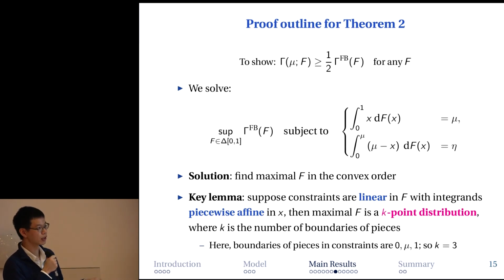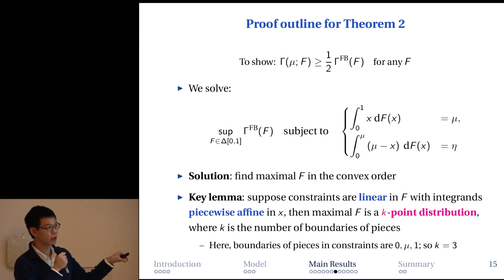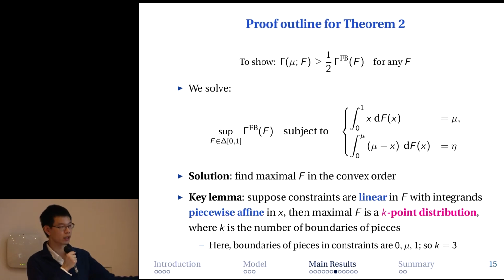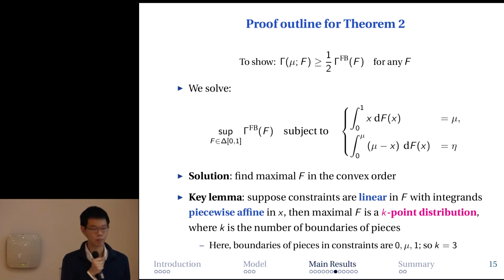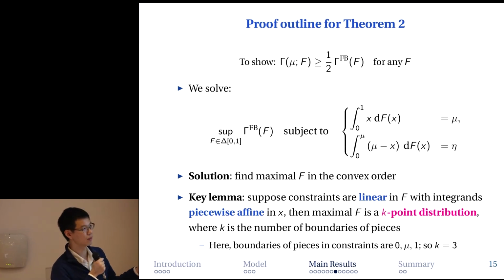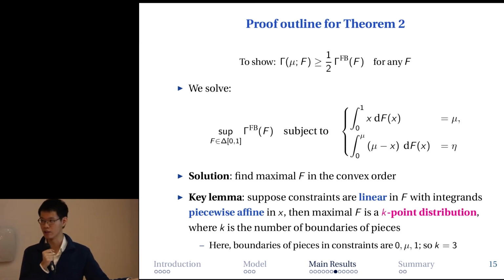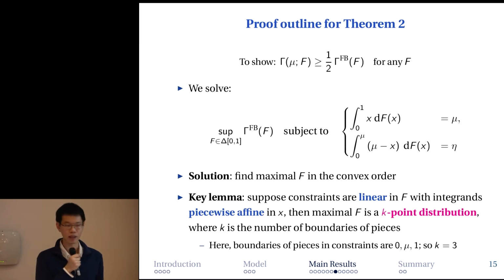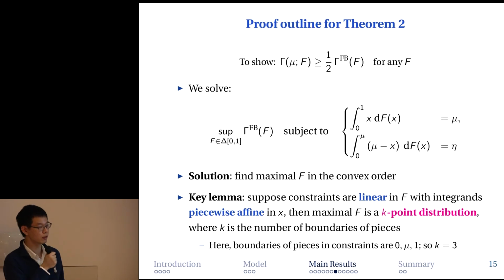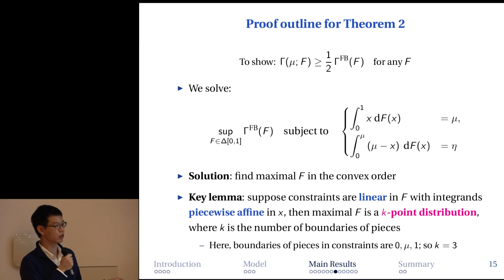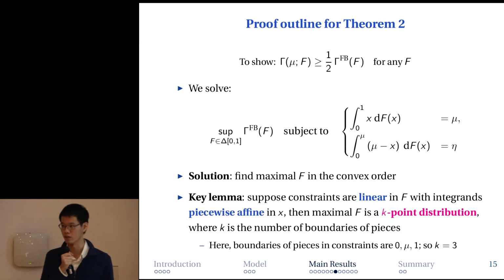And the second condition has two pieces, namely mu minus x from 0 to mu and 0 from mu to 1. So there are two pieces with three boundaries, namely 0, mu, and 1. So the number of boundaries of pieces in this constraint set is going to be 0, mu, and 1, and so k is equal to 3 in this case. And so it's sufficient for us to restrict attention to 3-point distributions. And so this allows us to simplify from an infinite dimensional maximization problem into just a 3-dimensional maximization problem.